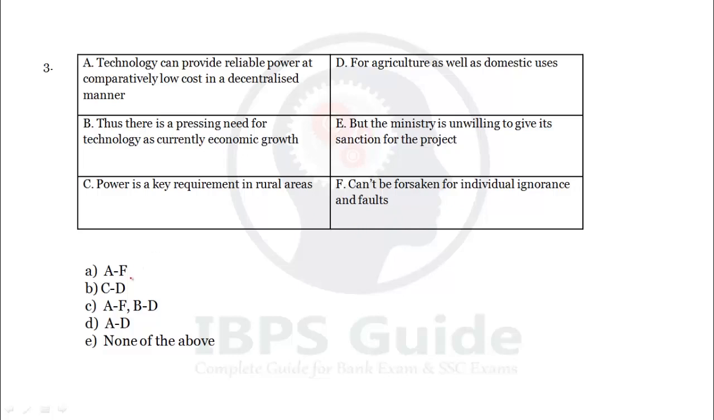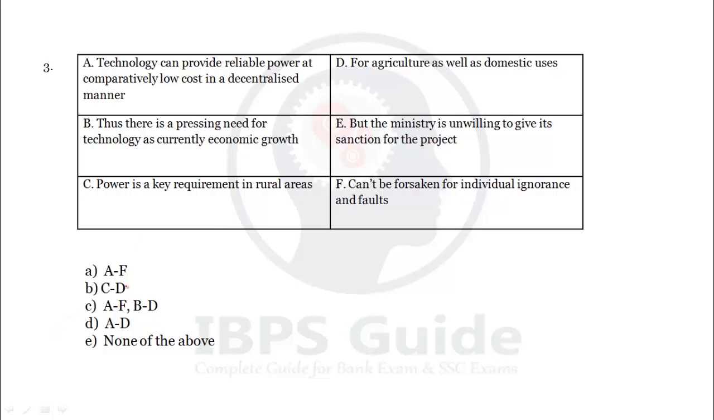So the options are AF, CD, and AF and BD. At first we run through A and F. Technology can provide reliable power at comparatively low cost in a decentralized manner, can't be forsaken for individual ignorance and faults. This is absolutely mismatched, not matched. Second option is CD. Power is a key requirement in rural areas for agriculture as well as domestic uses. This is definitely a contextually correct sentence.